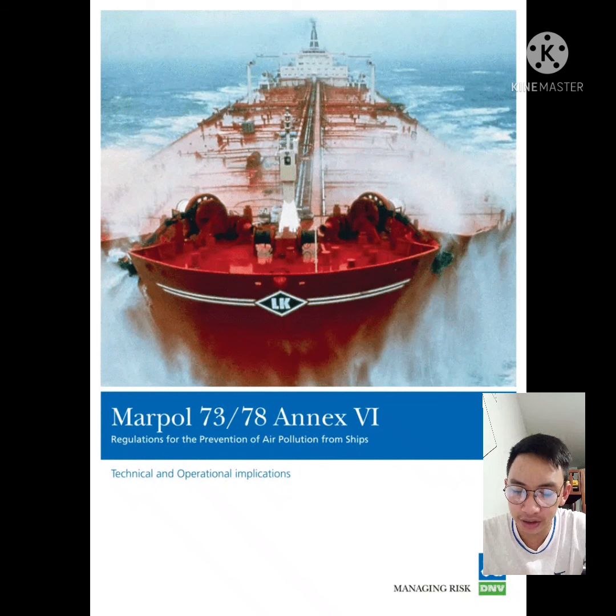Annex Number 6. Prevention of air pollution from ships, entered into force on May 19, 2005. It sets limits on NOx and SOx emissions from ship exhaust and prohibits deliberate emission of ozone-depleting substances from ships of 400 gross tonnage and above engaged in voyages to ports or offshore terminals.